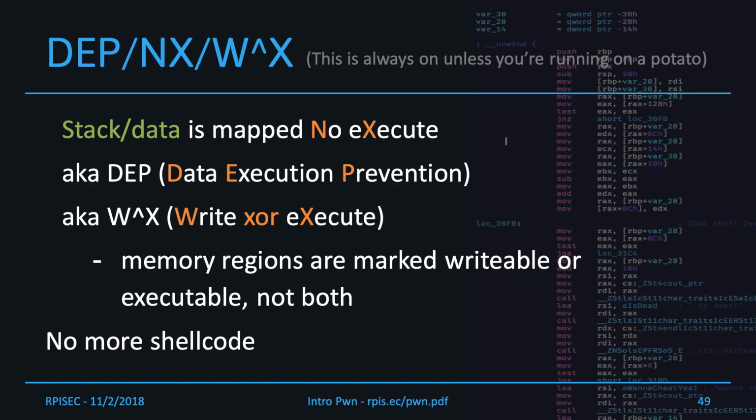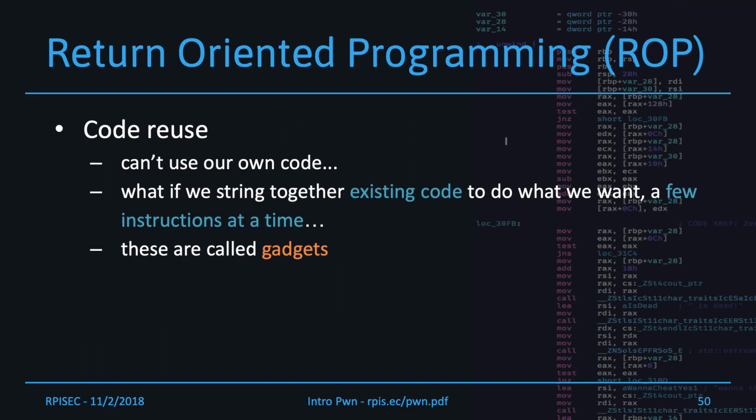So yeah, unfortunately, that gets rid of shell coding. It is possible to tell your program that you want read, write, execute permissions, but it's not really something you'll find all that often. It's possible, but it's not a default. So how do we get around this?